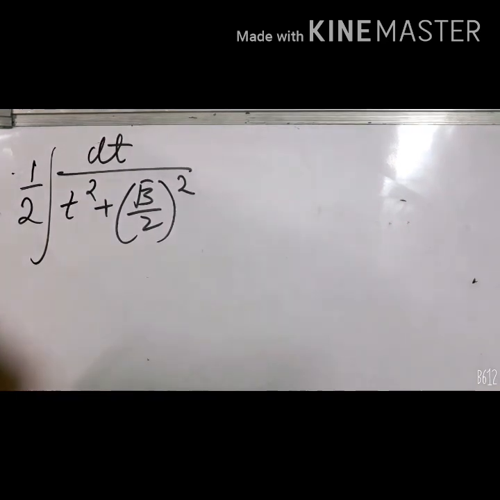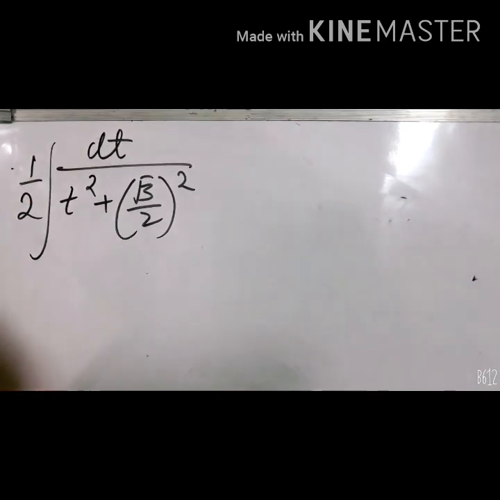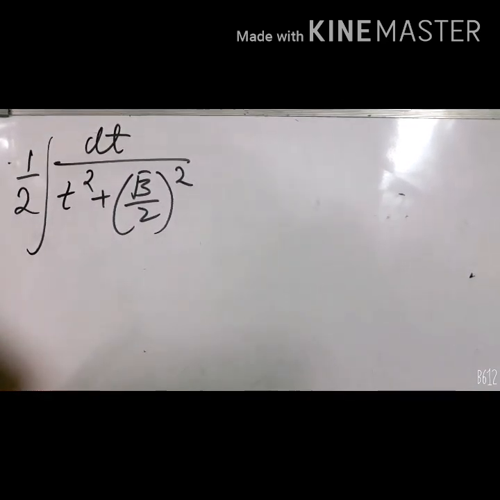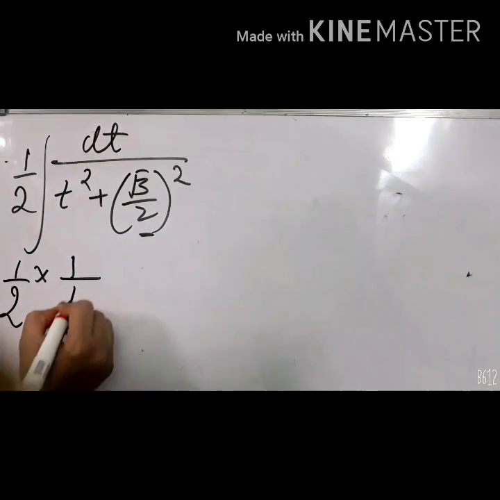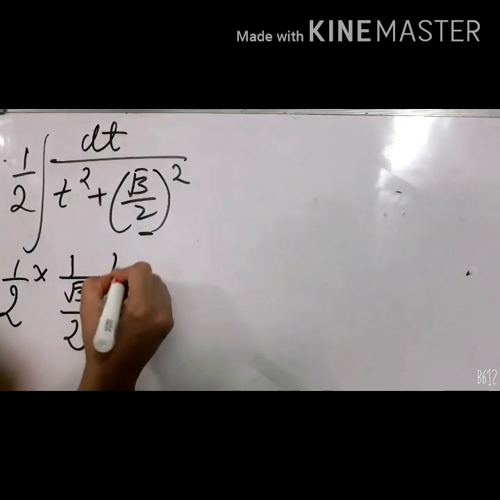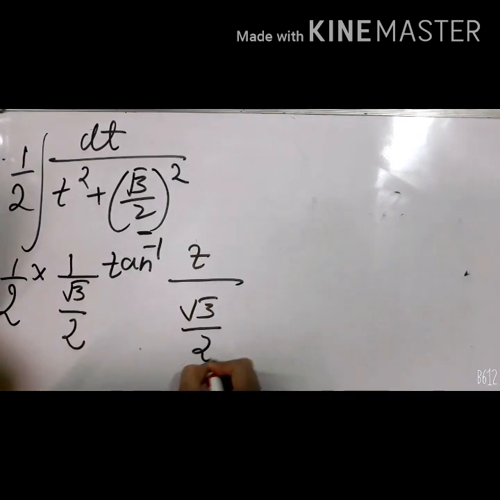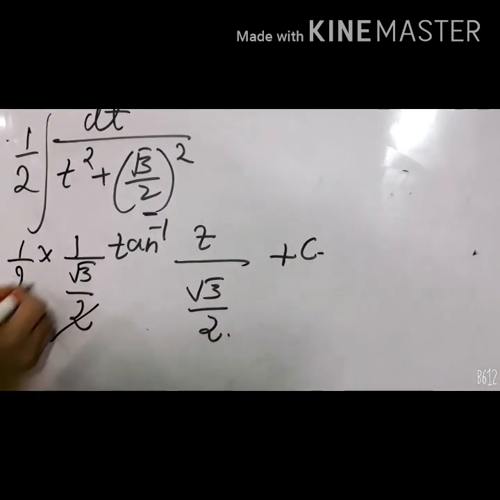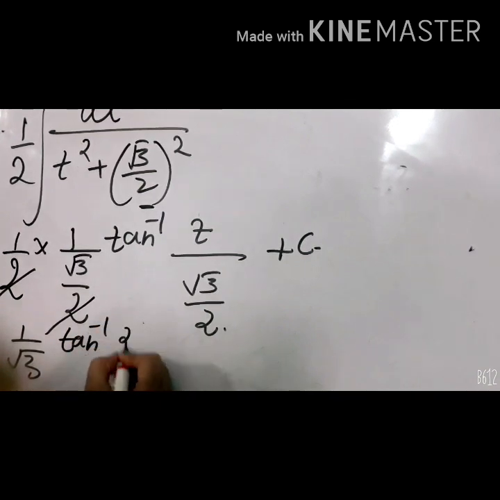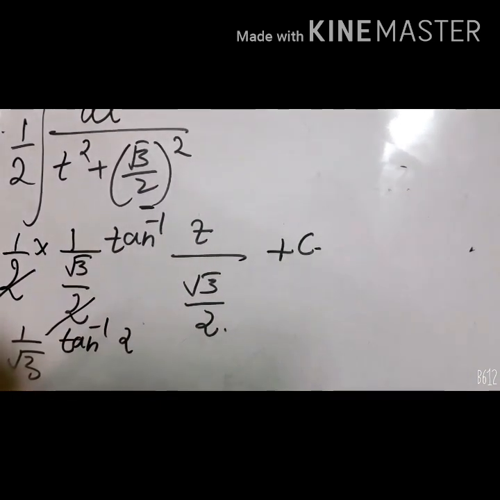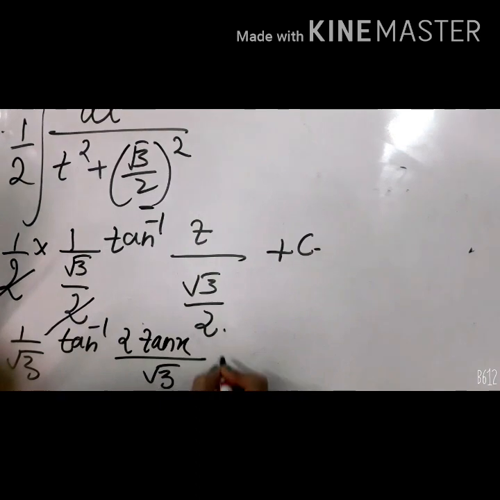Now the form is similar to dx by x square plus a square, that is 1 upon a tan inverse x upon a. I will use that formula. What is a? This one, root 3 by 2. Tan inverse x is t by root 3 by 2 plus c. Now this 2 and this 2 got cancelled. 1 by root 3 tan inverse of 2. What is your t? t was your tan x, correct? By root 3 plus c.